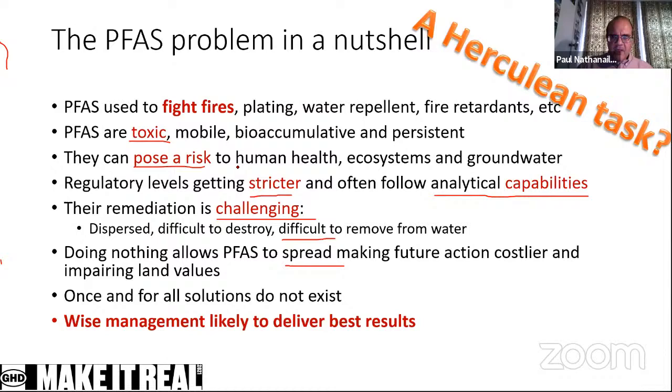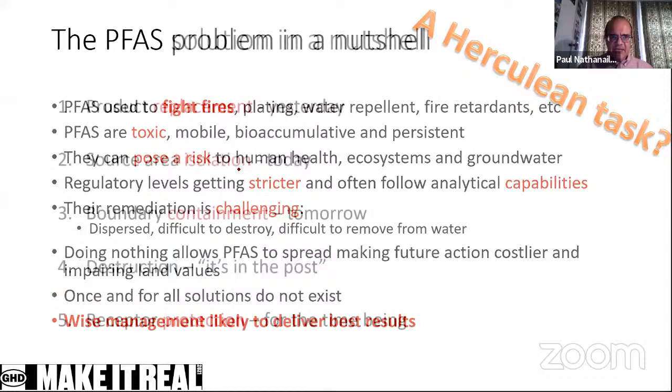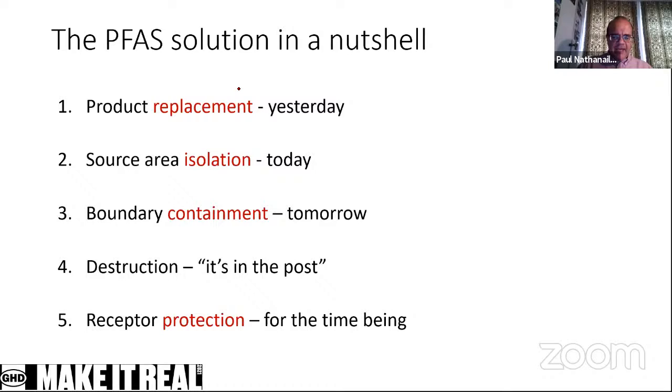Now that might seem like a Herculean task, and I'll come back to Hercules in just a second. But the solution to that challenge today is replacing PFAS in products. And that's already in train, that's already underway. Isolating the source areas so that we stop the problem getting bigger. Containing the plumes at the boundary, and we're getting better at doing that. Destruction of the molecules is a challenge. It can be done under controlled conditions in small volumes, but doing it at large scale is difficult. And I've got a slide on that towards the end.